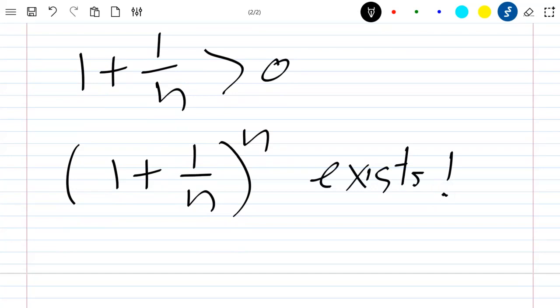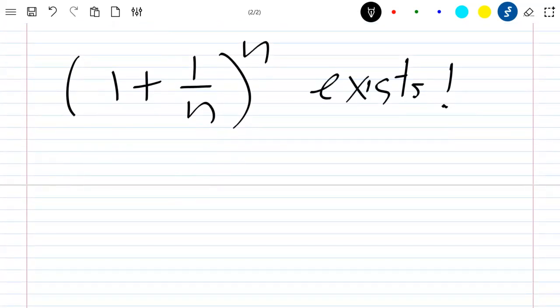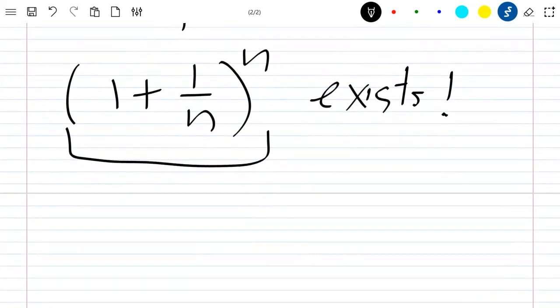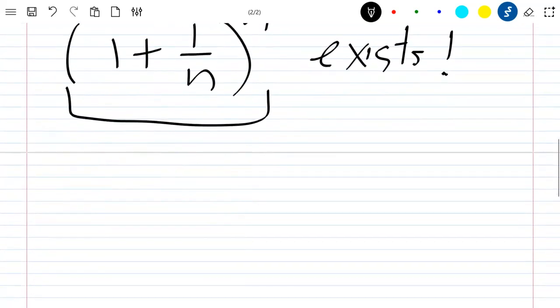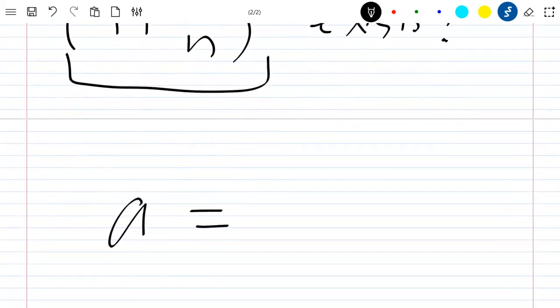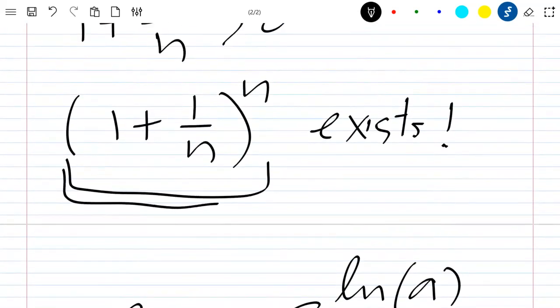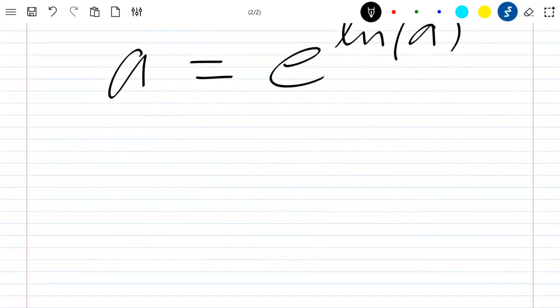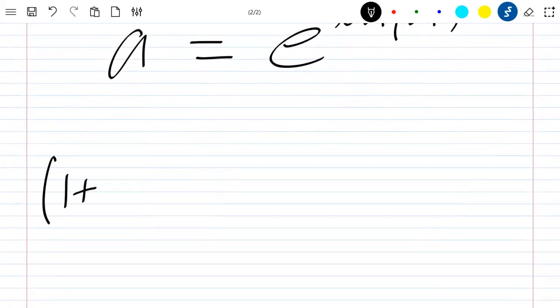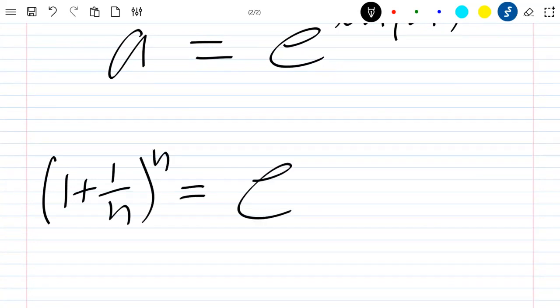Now that we know that this exists, we can use the property of ln and exponential on it. So we know that you can write a as exponential of ln of a. So what is this one? This is (1 + 1/n)^n, which is exponential of ln of (1 + 1/n)^n.